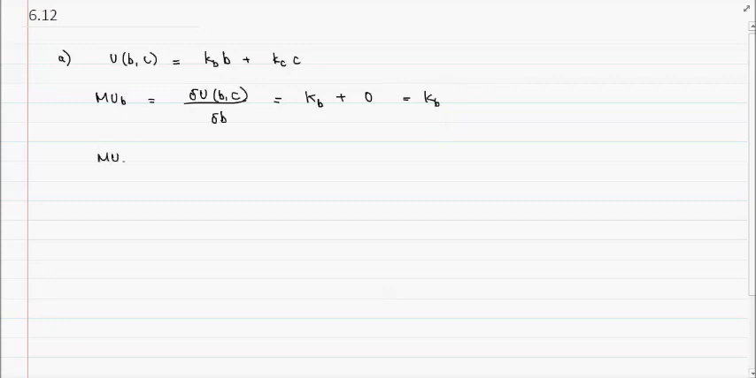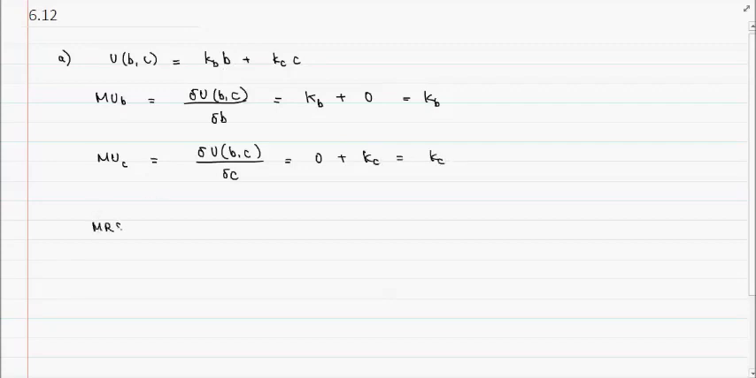We do a very similar thing to find the marginal utility of c, which is just the differential of the utility function with respect to c. If we differentiate this function with respect to c, kb times b just becomes 0 because it's just a constant. When you differentiate a constant with respect to a variable, you get 0. And if we differentiate kc times c with respect to c, we get kc. And so we got kc at the end.